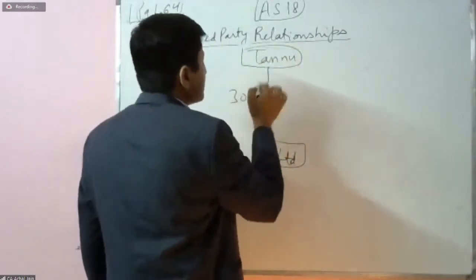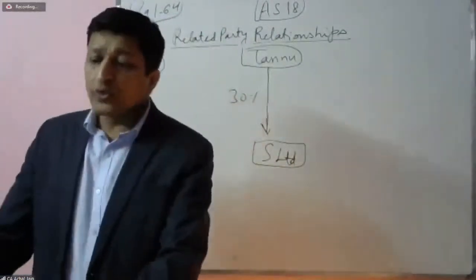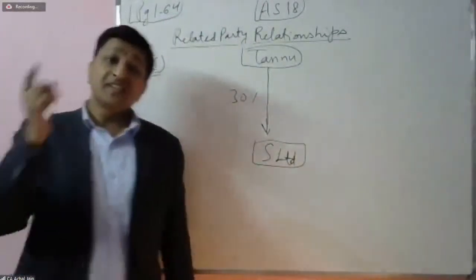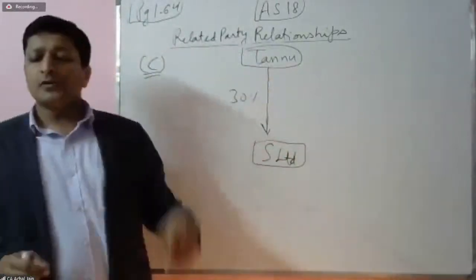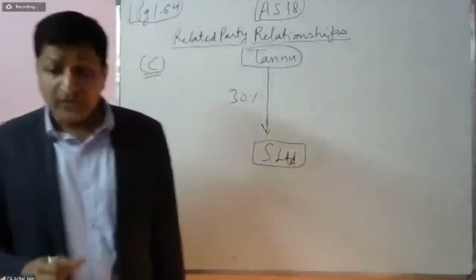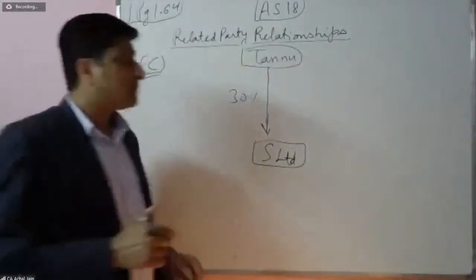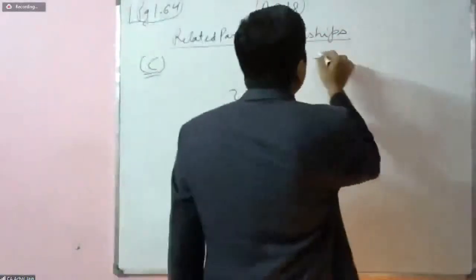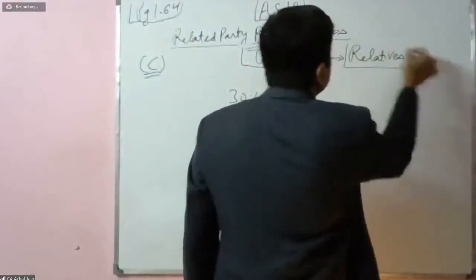Okay, Tanu has got, let's suppose, 30% shares of S Limited. Now, Tanu is an individual who has got significant influence over S Limited. So now the individual will also get covered. Further it says the relatives of the individual will also be covered. So Tanu and the relatives of Tanu.